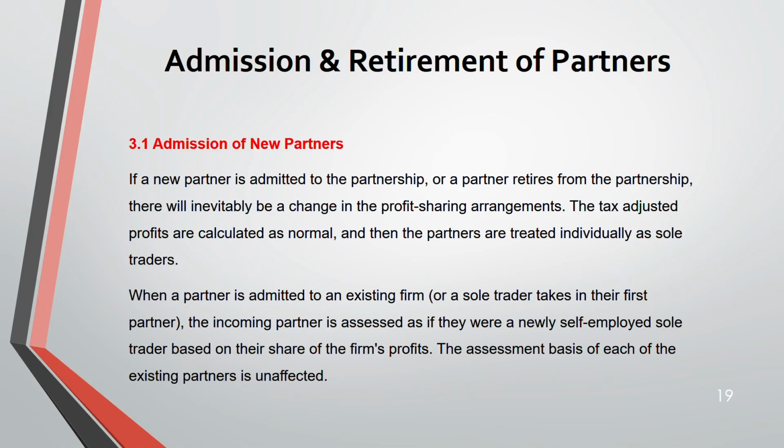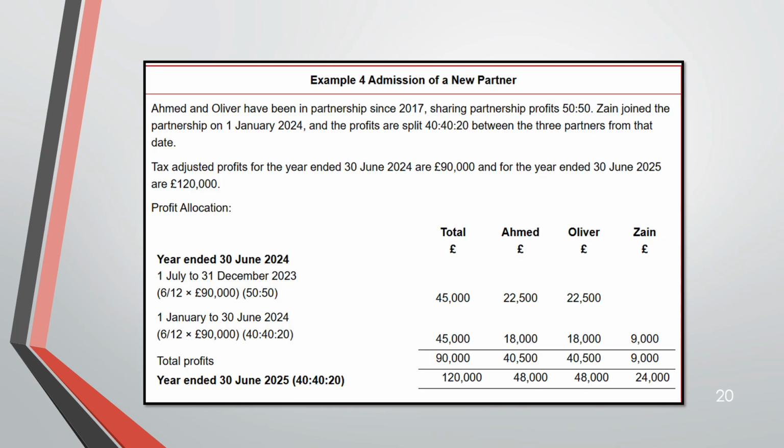So when a sole trader takes in their first partner, the incoming partner will be assessed as if they were a new self-employed sole trader based on their share of the firm's profit. So for the existing partner, whoever is there, their assessment basis will be unaffected. Only the new partner who is coming, only there will be a change. So example 4 will help you to understand this better. Okay, it's about Ahmed and Oliver, who have been in a partnership. Their profit sharing ratio is 50-50.